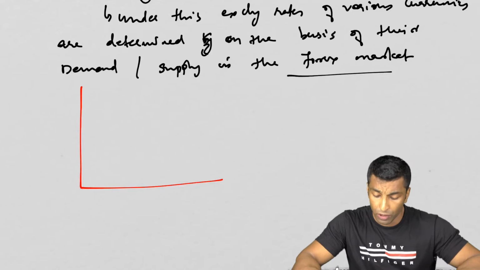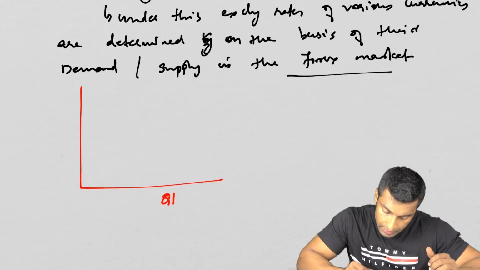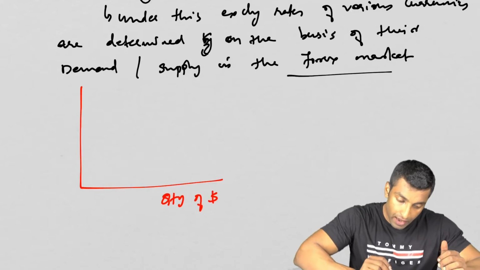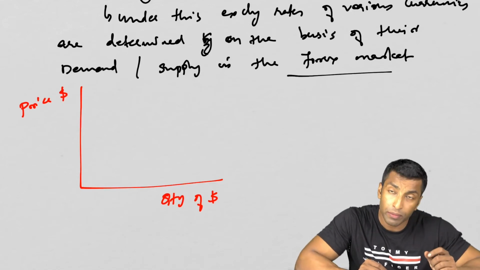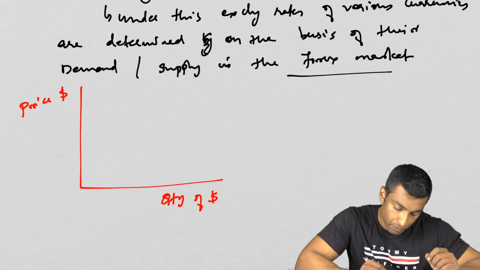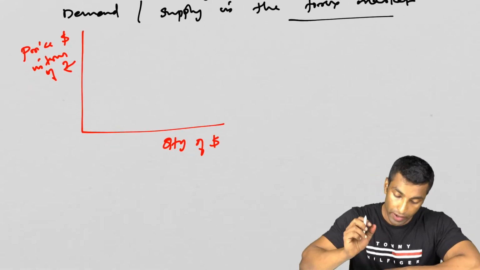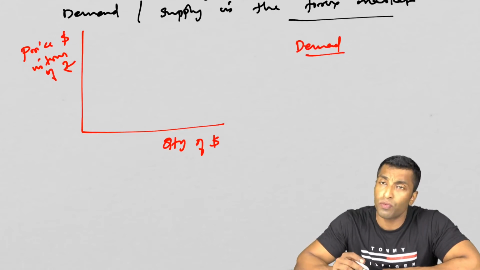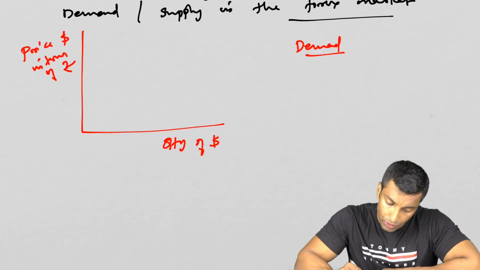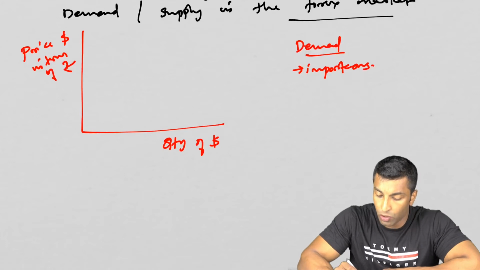Now first of all you need to know who creates demand. So here let me take on x-axis quantity of dollar, and here we will write price. Price of what? Price of dollar in terms of rupee. So that is your y-axis. Now when you talk about demand of dollar, that actually shows outflow of dollar. So demand of dollar, who will create that? Importers, right? Okay, so I hope you understood this.